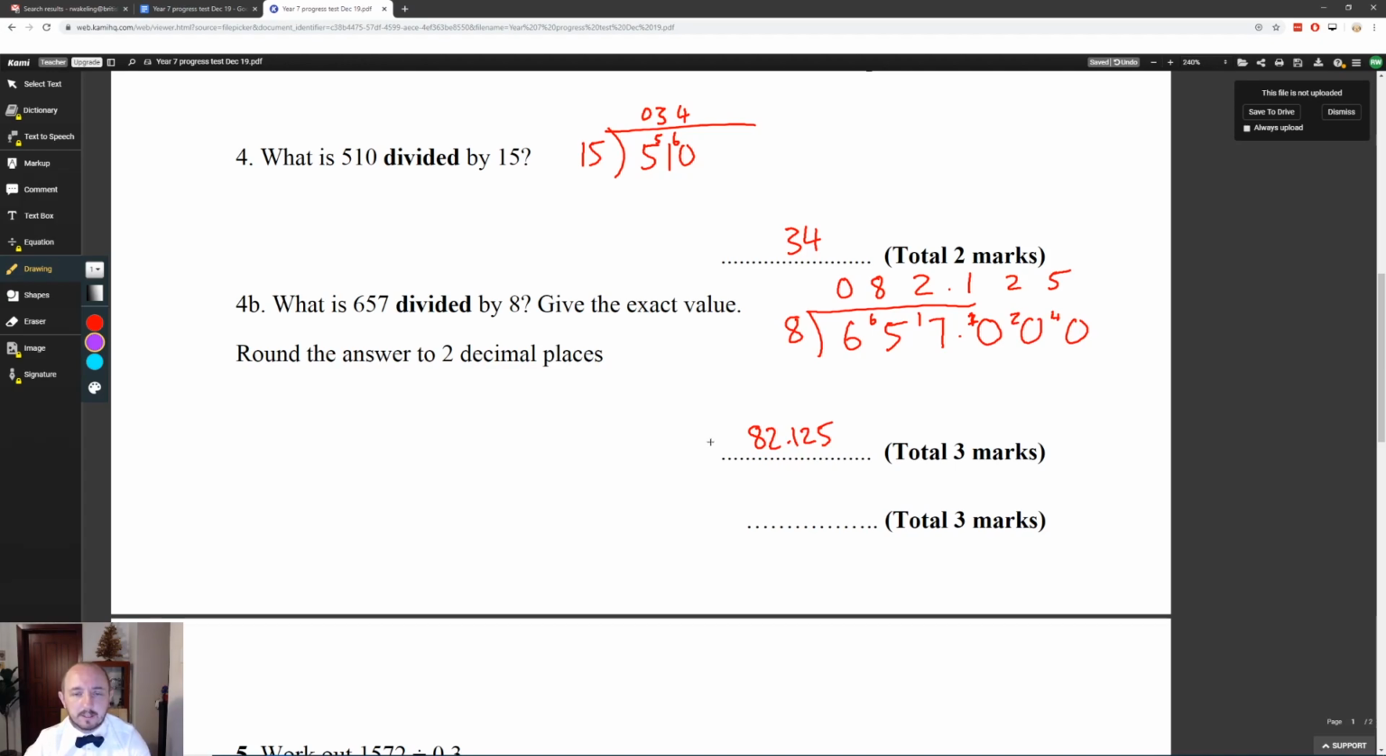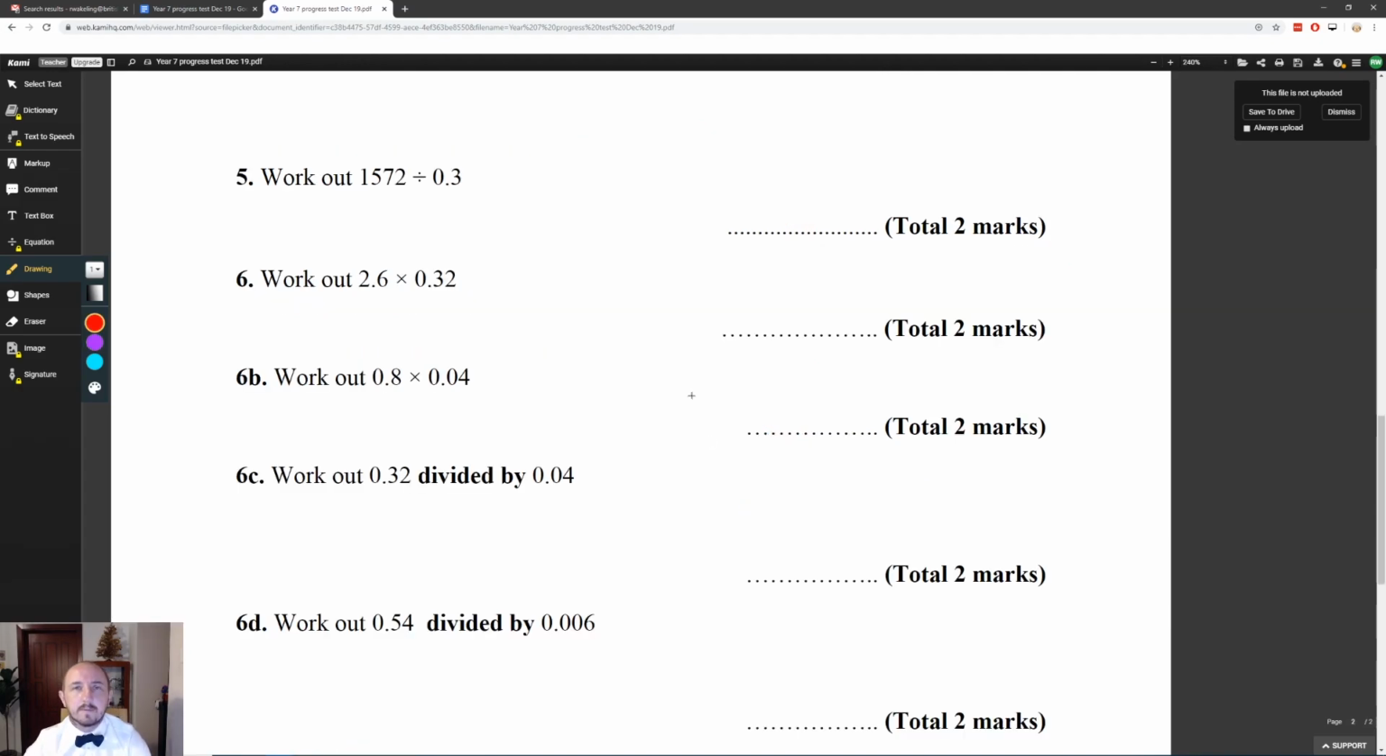So we're going to start from our decimal point and look at 2 digits there. So I'm just going to put a line here. The next digit is a 5, so we're going to round the 2 up to a 3, and everything else remains the same. For question 5, we're dividing 1572 by 0.3.